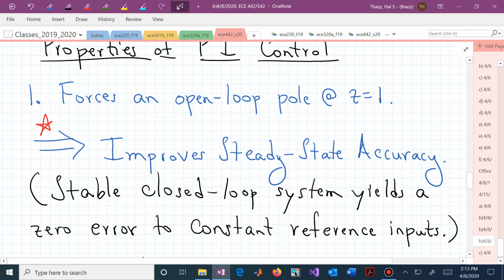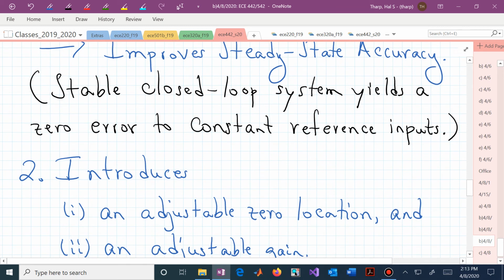disappeared. So now, after your settling time, and you can determine what that is based on your closed loop poles, after that settling time, you will be at that constant reference input, whether that input is 3.1414, whatever, or if it's 7, your output is going to track. That's a good property. You now have the ability to enhance your steady state accuracy.